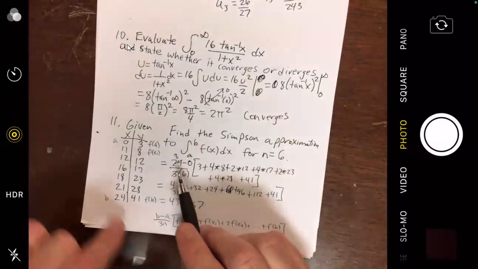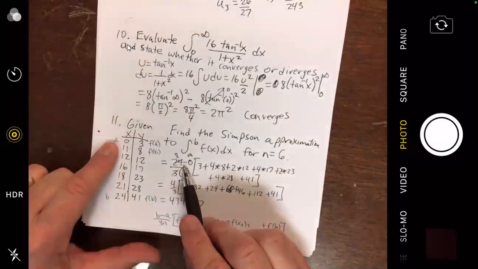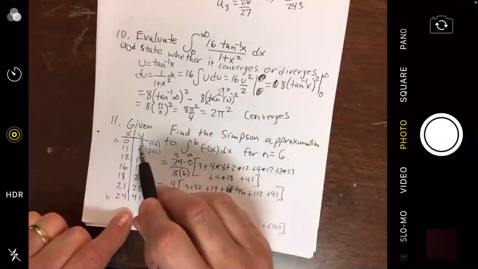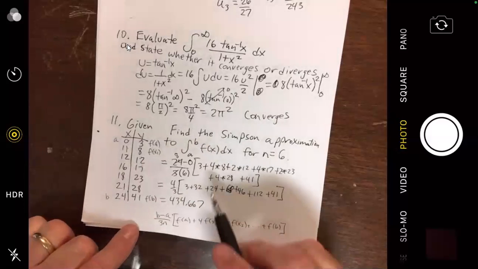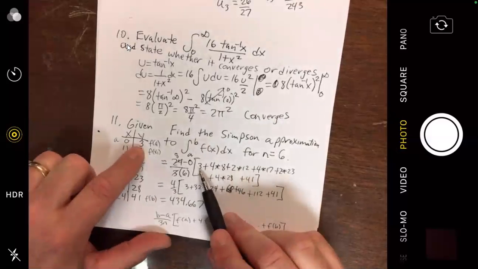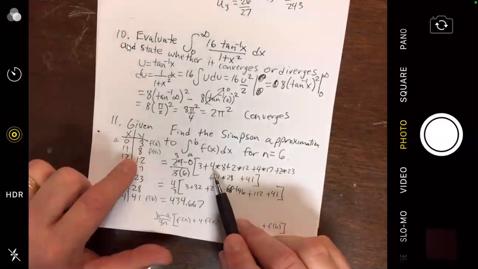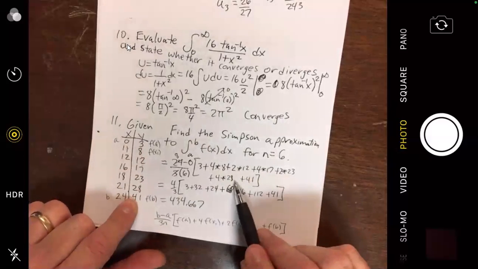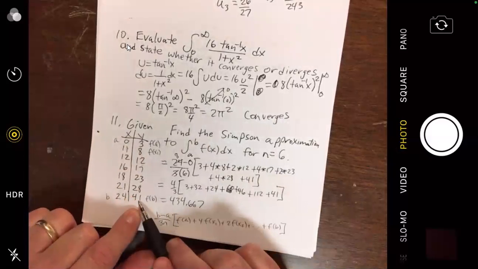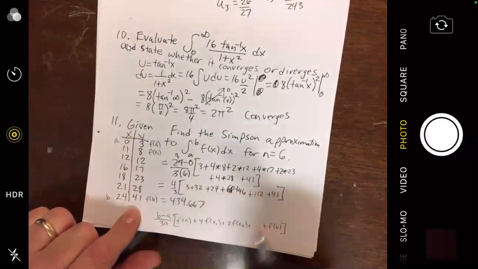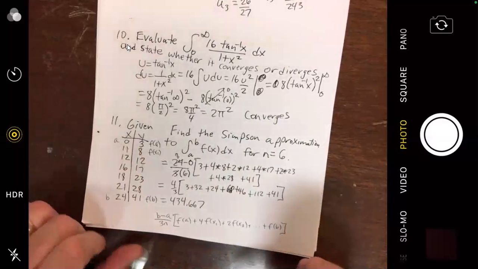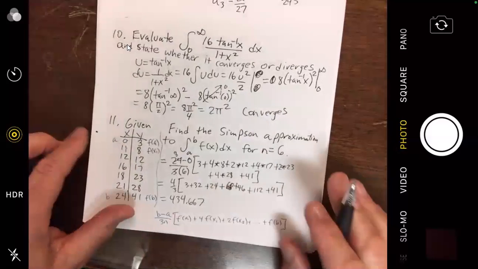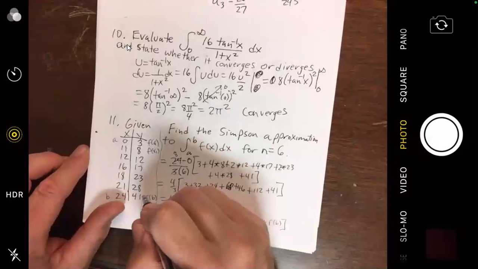So you wind up with your b minus a, 24 minus 0. 3, number of intervals is 6, and 1, 2, 3, 4, 5, 6 is the spaces in between, 6 intervals. And so you wind up with 3 for your f of a, and wind up alternating, multiplying these 4 times 8, 2 times 12, 4 times 17, 2 times 23, 4 times 28. Tack on your f of b, which is 41. Multiply by this front coefficient. Hopefully it punches out to that. Your f of b is this.